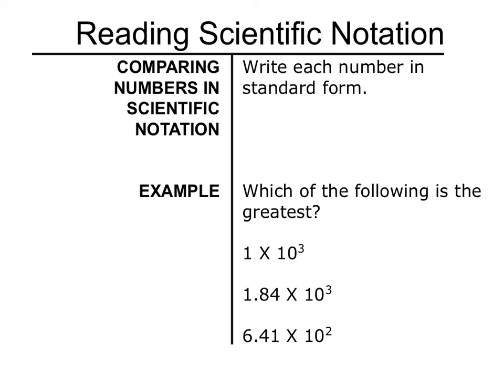All right, now how will we compare numbers that are written in scientific notation? Well, we can write each number in standard form. So in this example, which of the following is the greatest? Well, let's write them in standard form. Let's put our factor down of 1 and move our decimal point 1, 2, 3 places so we get 1,000. Let's write our factor 1.84 and move it 3 places to the right, 1, 2, 3, and add a 0 as a placeholder. And the last one, 6.41, is my factor, and I'm going to move it 2 places to the right, and I get 641.